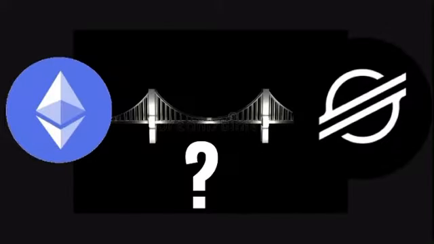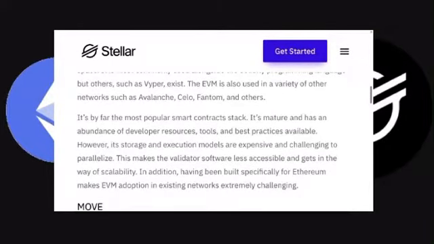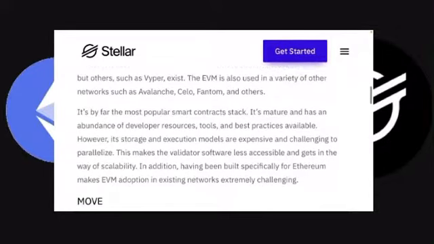It is most commonly used with the Solidity programming language, but others, such as Vyper, exist. The EVM is also used in a variety of other networks such as Avalanche, Celo, Fantom, and others. It's by far the most popular smart contract stack. It's mature and it has an abundance of developer resources, tools, and best practices available.